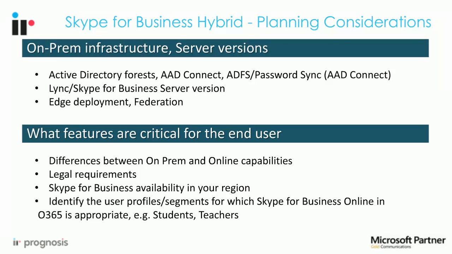So if a user requires persistent chat today, you can't move him to online. And so you find out what those users and requirements are and keep them on premises. Other users that do not have these specific requirements, or for whom online currently has all those features, you can move to online.